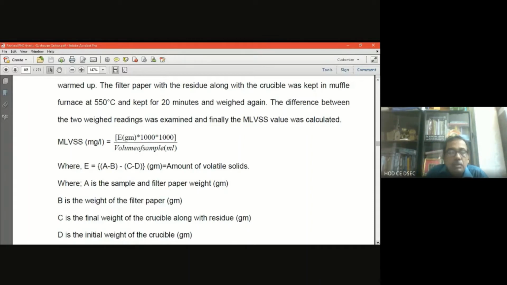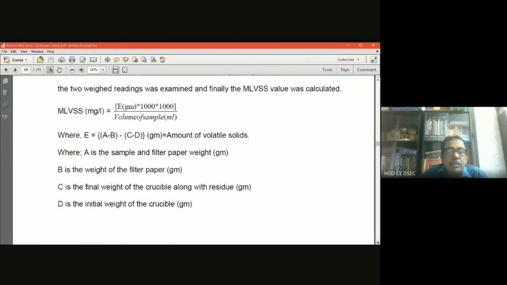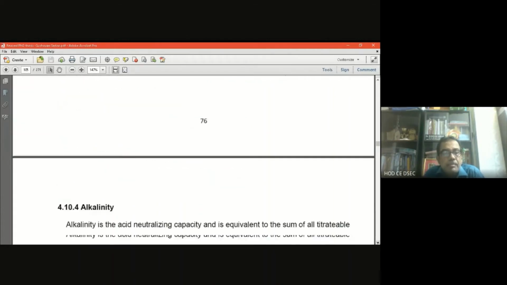Now, what is C? C is the final weight of the crucible along with the residue, and D is the initial weight of the crucible. So what is C minus D? C minus D is the weight of the residue. So A minus B is the total weight of the sample, and if you subtract C minus D, the weight of the residue, then you will get the MLVSS, that is the volatile suspended solid.